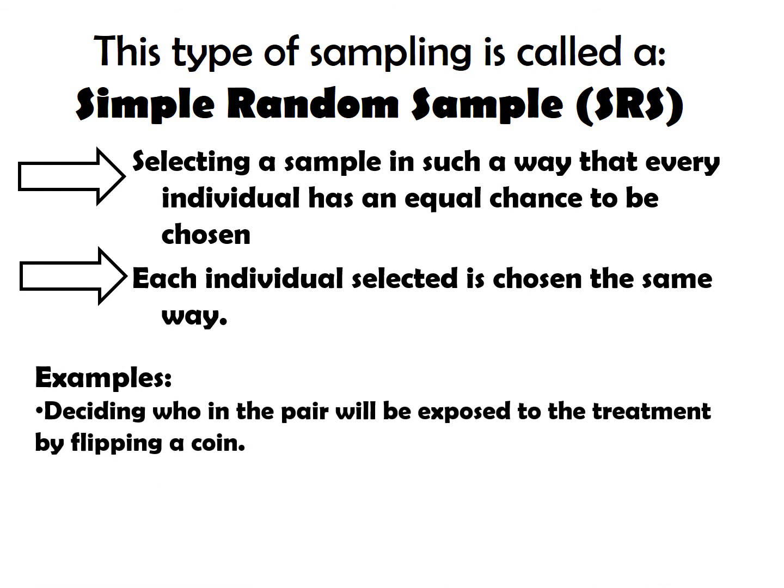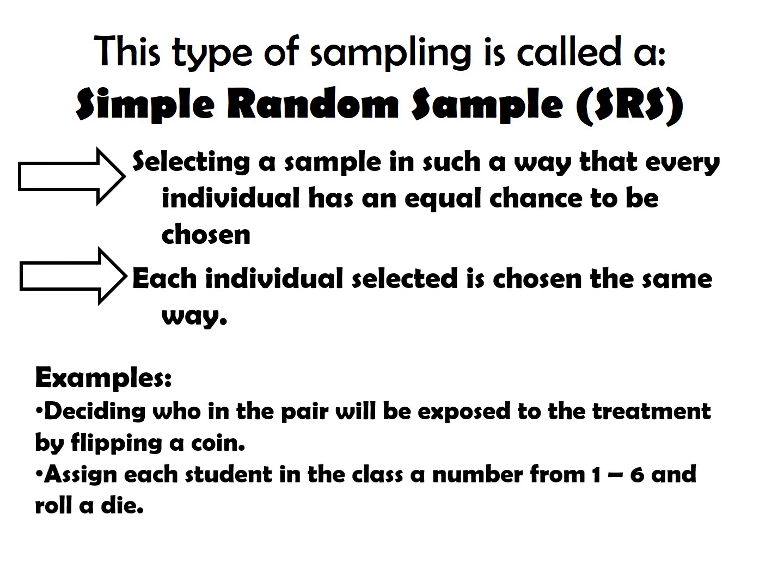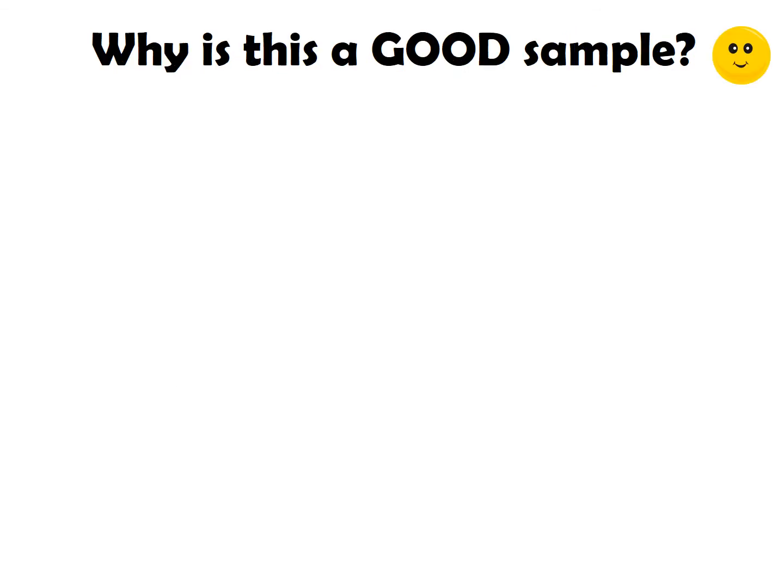Examples: if you want to decide who's randomly going to be selected to a treatment, you could flip a coin. There's a 50-50 chance of heads or tails, there's no bias in one direction. If you assign each student in the class a number from 1 to 6 and you roll a die, if you get a 5, then all the students who are labeled as 5 would be selected. Everyone has an equal chance of being selected.